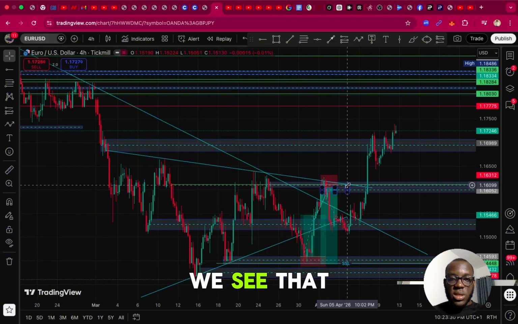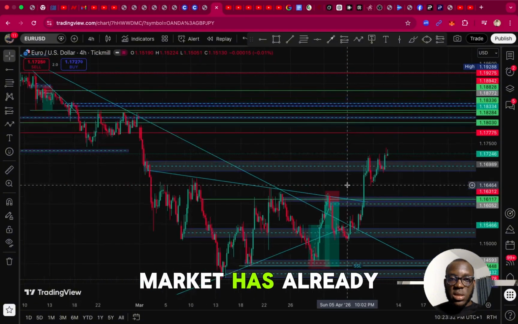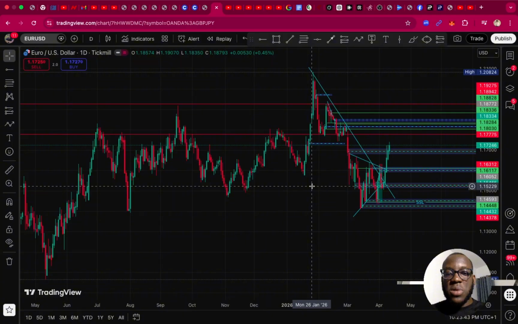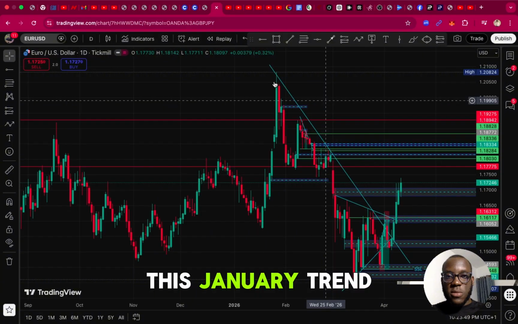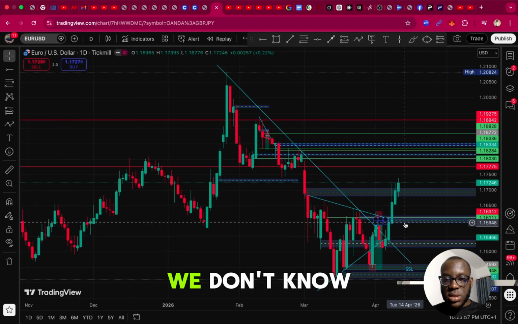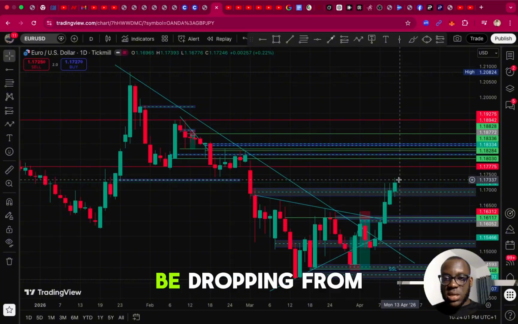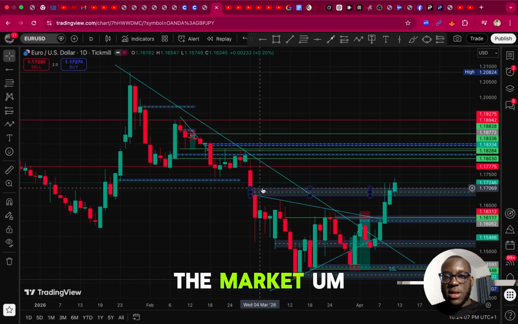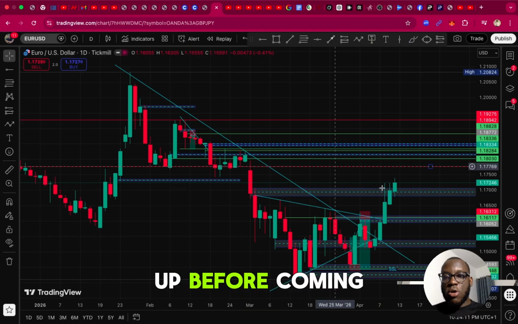So now that we see that the market has already broken this long term January downtrend, it has broken it. But the issue that we have now is that we don't know if the market is going to be dropping from where it is right now. But there are some certain things that are showing us that the market might still go up before coming down.